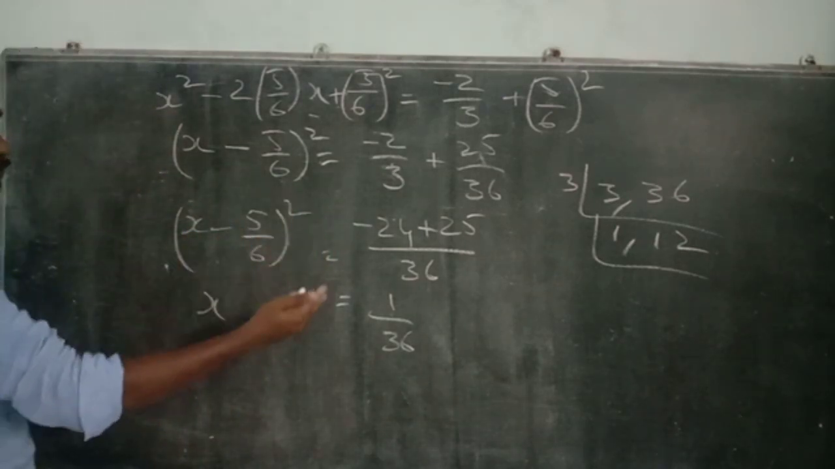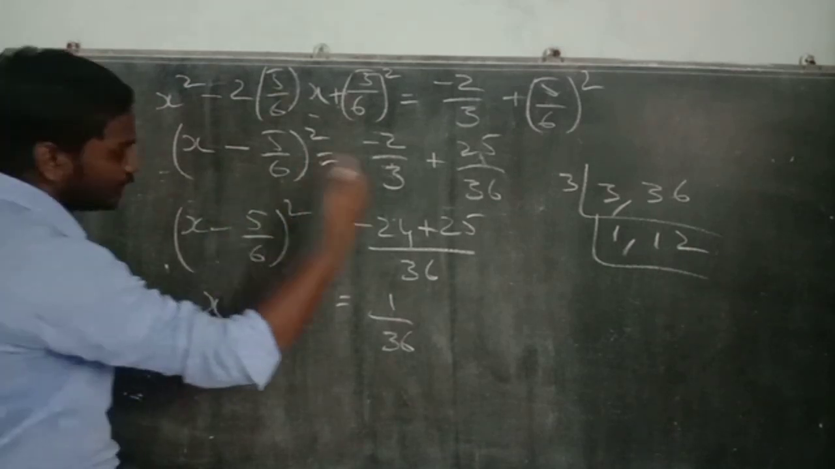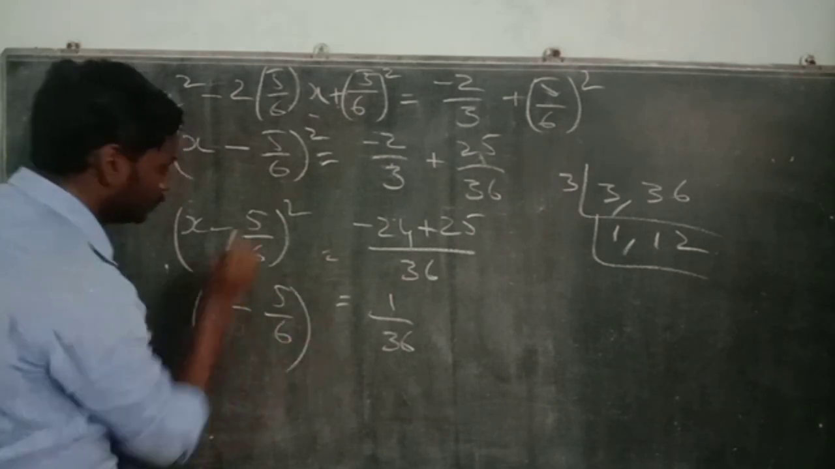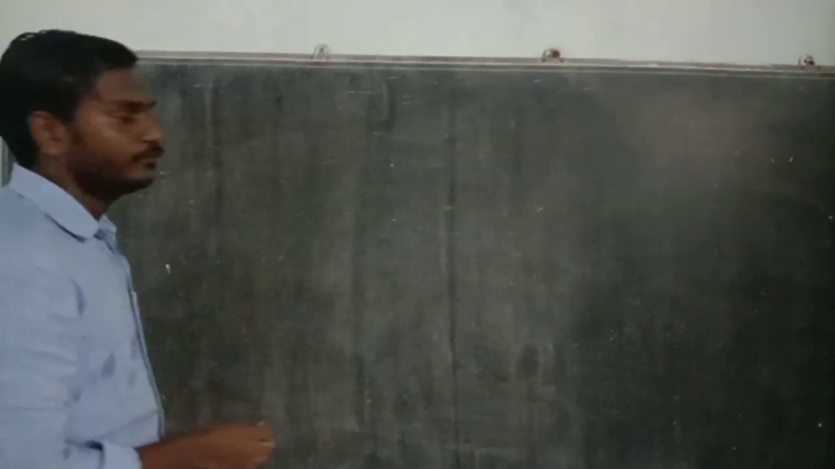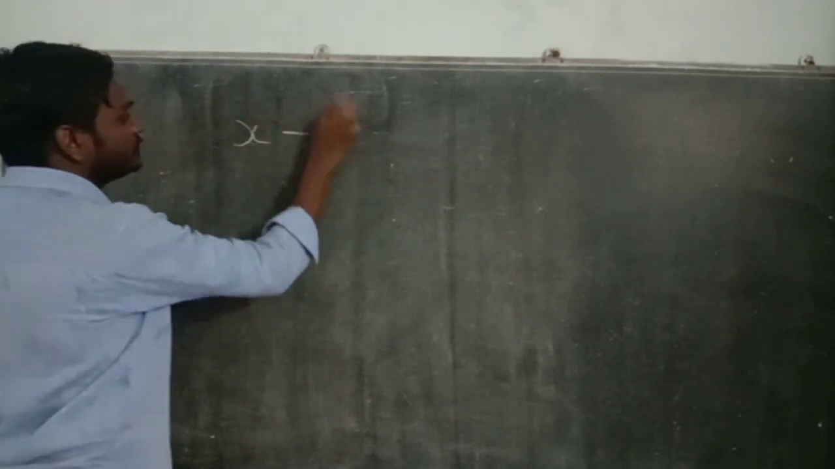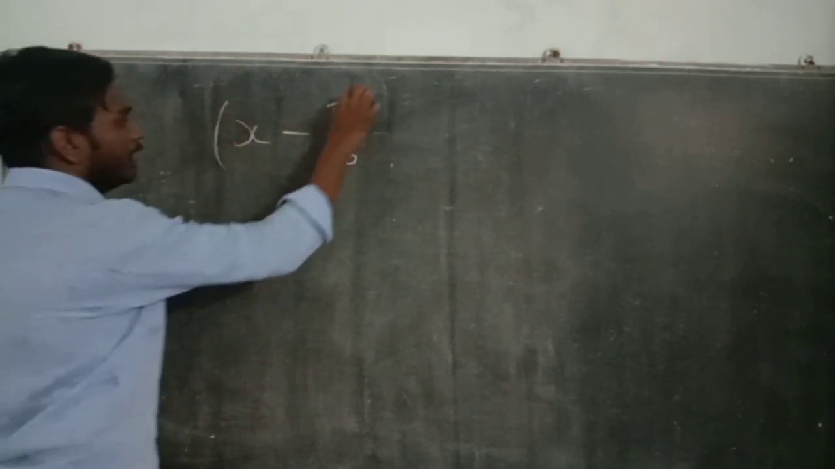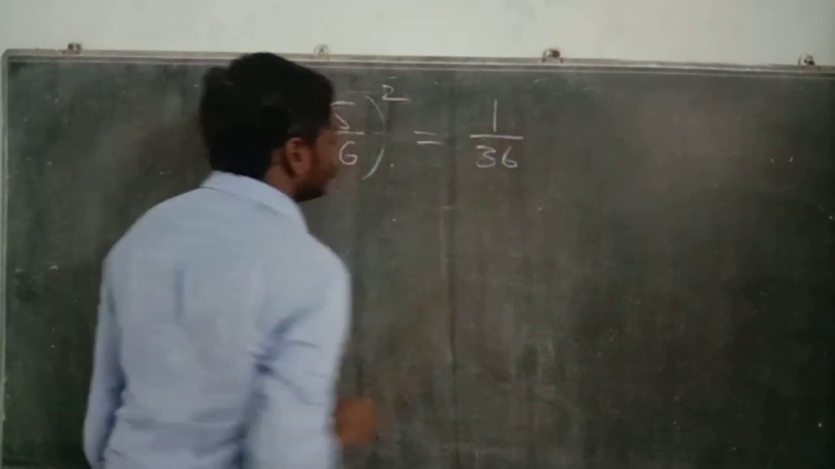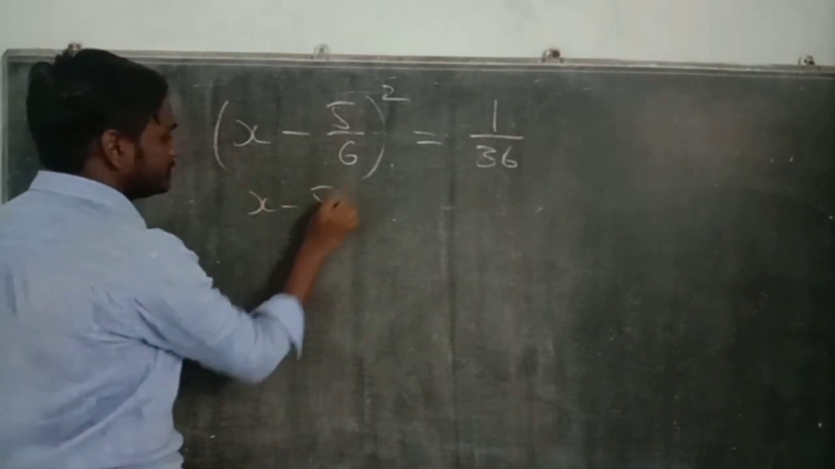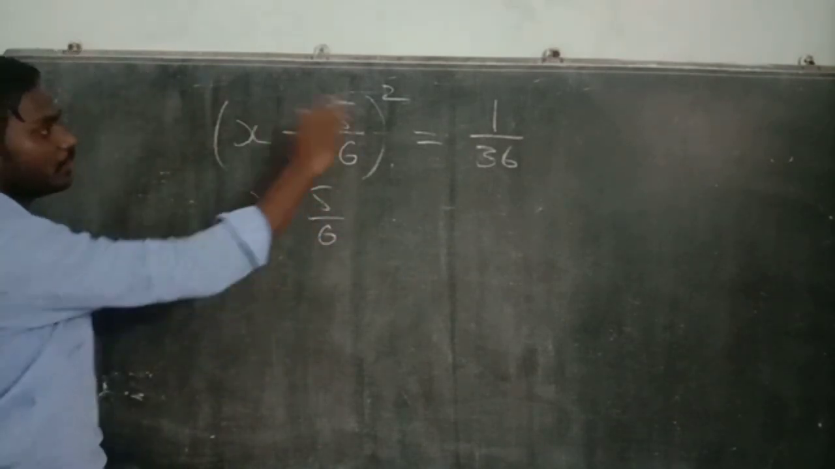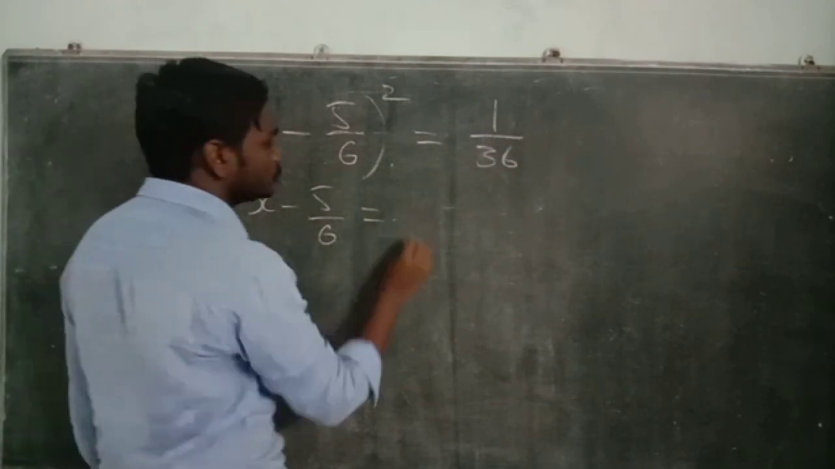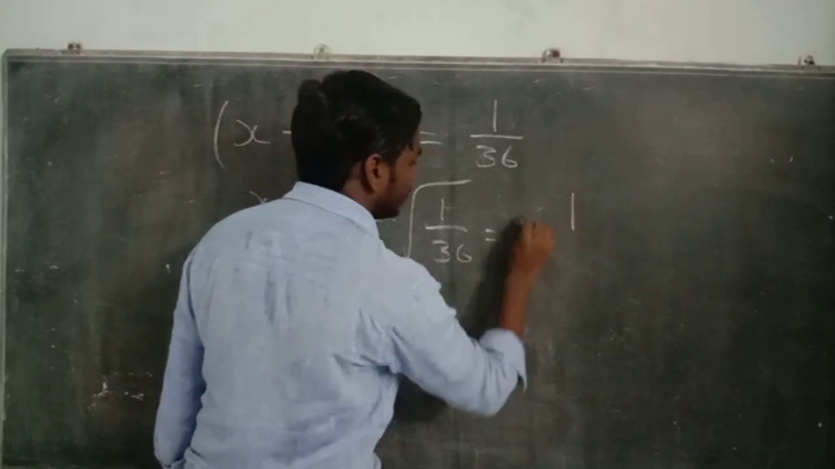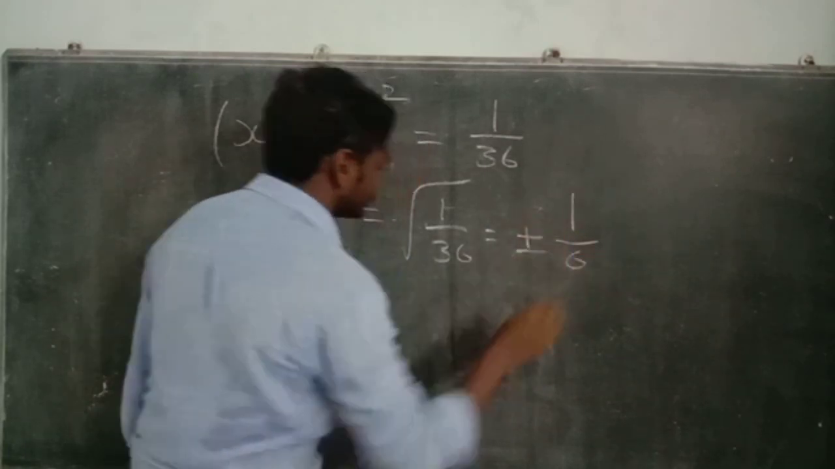By taking the square root on both sides, or by taking the square to the other side, we get a square root. The equation we got is (x minus 5 by 6) whole square equal to 1 by 36. So x minus 5 by 6 is equal to the root of 1 by 36, that is plus or minus 1 by 6.